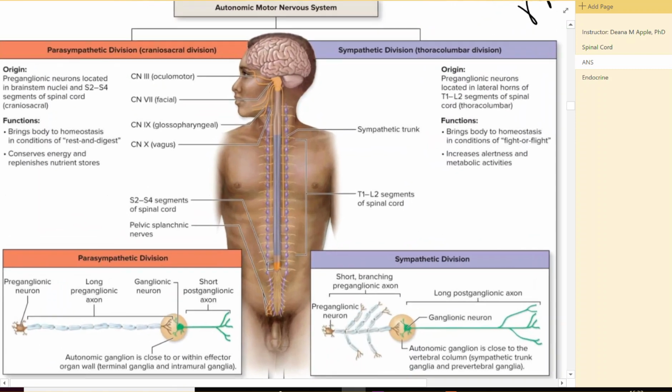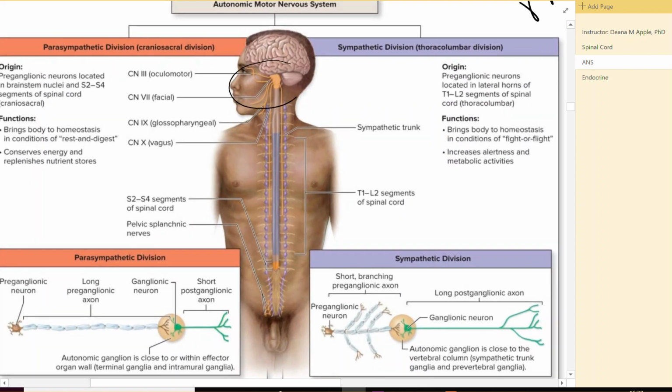So y'all can see here where you have the parasympathetic and the brainstem, and down here S2, S4. And we have these pelvic splanchnic nerves. Any idea what those are going to innervate? Your bowels. Urinary and bowels. Genitals and bowels.